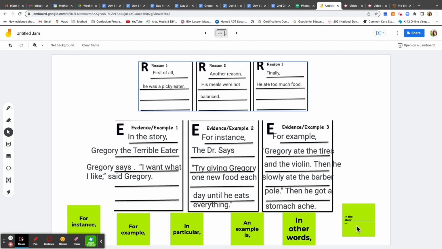I picked "in the story" because I want my reader to know where I am getting my information from, but you can pick any sentence starter you like. So I wrote in the story, Gregory the Terrible Eater, and then I wrote word for word what it said in the text. Gregory says, "I want what I like," said Gregory.